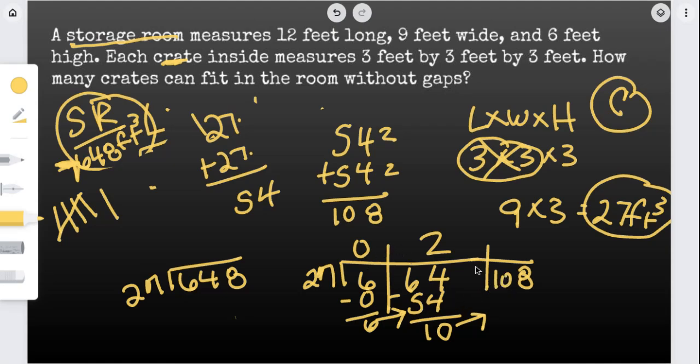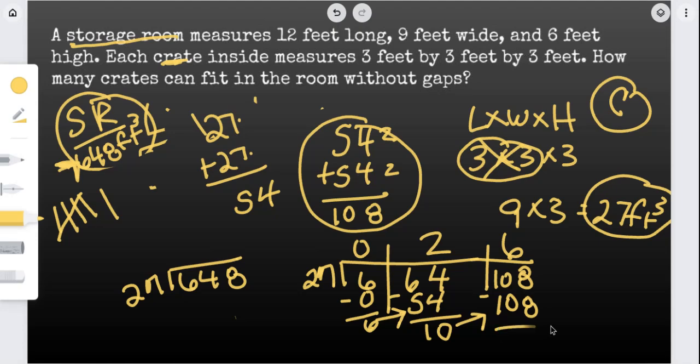Problem solvers, I want you to look at this. I have 108. Didn't I already come up with that? So 108 is how many groups of 27? Well, we already did that work. 1, 2, 3, 4, 5, and 6. When we subtract, we're going to get an even amount with no remainder. So the answer is, how many crates can fit in the room without gaps? I can put 26 crates in that storage room.